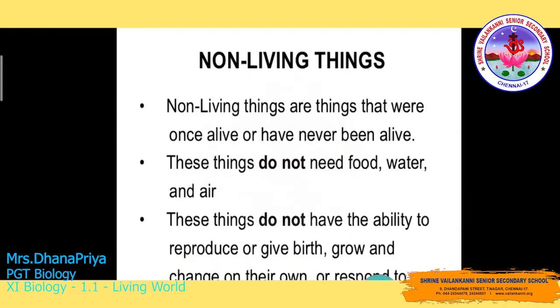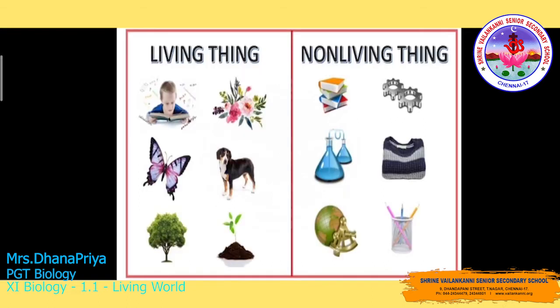So what are non-living things? The non-living things are abiotic components, and these are the things that were once alive or have never been alive. These things do not need food, water, and air. These things do not have the ability to reproduce or give birth, grow, and change on their own or respond. So this is the opposite of living things. Here the example will be wood. Examples for living things and non-living things I just placed here, so you just have a note.